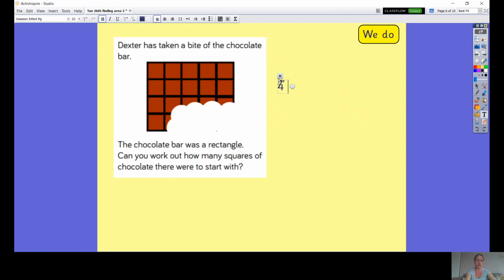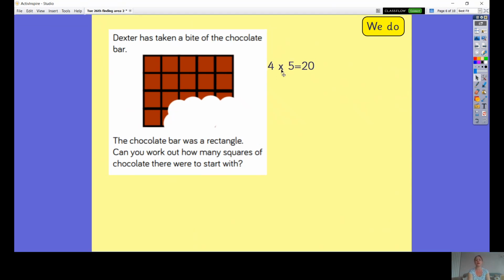So I'm going to use Jack's method and I'm going to say 4 times 5 is 20. So I think that there were 20 squares. Okay, because I can see that there were 5 squares, I can see that there were 4 rows, and if we put that back in, then 4 times 5 would be 20. So the answer to the question, how many squares of chocolate were there to start with? There were 20 squares.